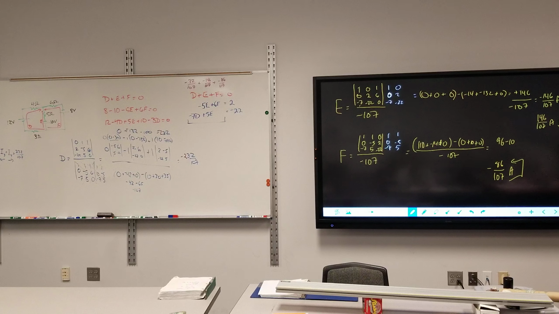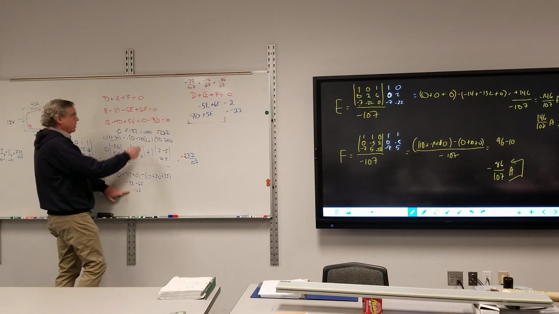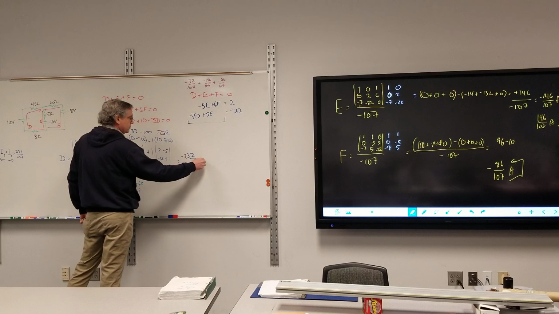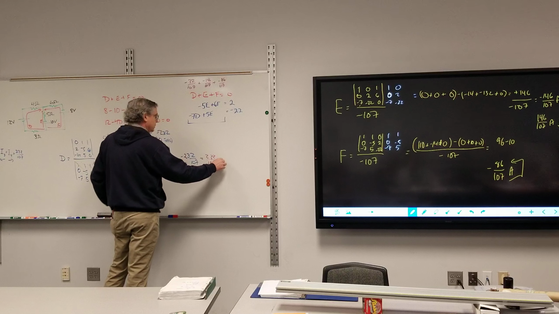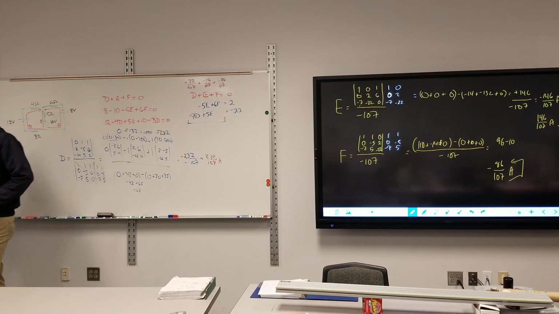If we have a negative in the numerator and a negative in the denominator, why is it... You are correct. Because there's the negative there and the negative there. So that becomes 232 over 107. Okay.